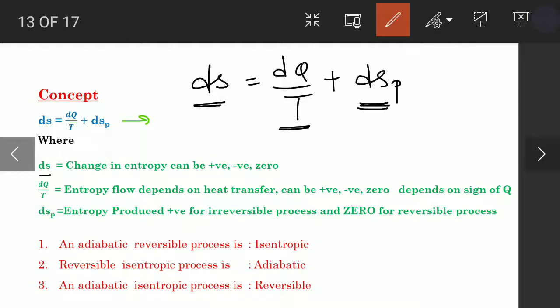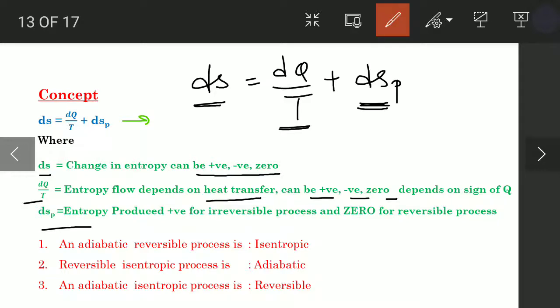Let us see, where dS is a change in entropy, and change in entropy can be positive, negative or 0. dQ by T is an entropy flow or entropy transfer, depends upon the heat transfer Q, and Q can be positive, negative or 0, because for an adiabatic process it is 0, positive when heat is added into the system, negative when heat is rejected by the system.